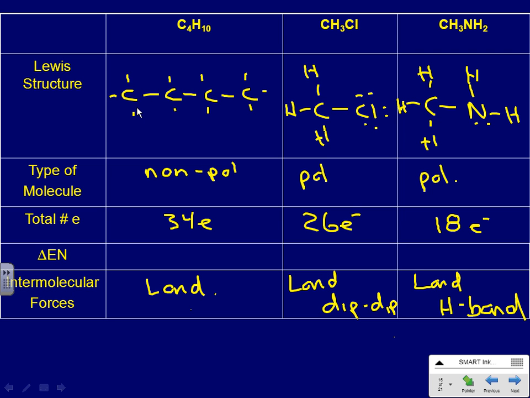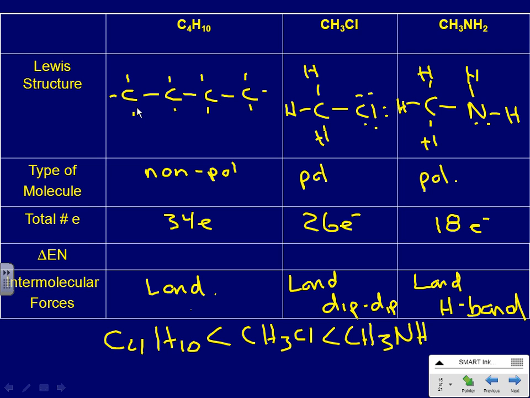Okay? No, you don't write dipole-dipole. You just write H bonding. And so we're going to then say the lowest is the London, C4H10, less than CH3Cl, less than CH3NH2. And again, this one due to H bonding.